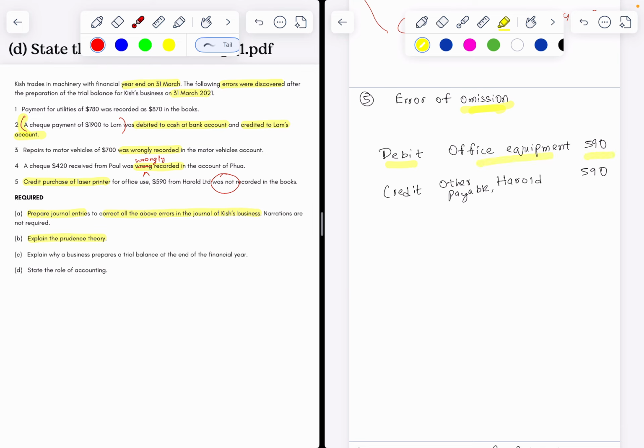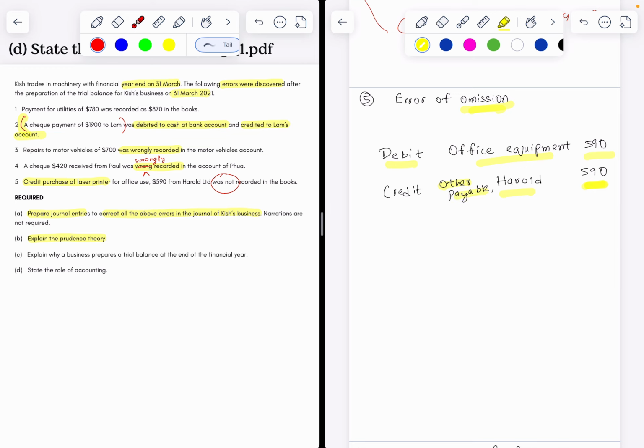And because we have bought this on credit, what we will do is credit the account for Harold, all right, by $590. Now, you could just simply choose to write Harold, but if you want to be specific in terms of the actual creditor, I would say the best words to use is other payables, specifically the account for Harold.